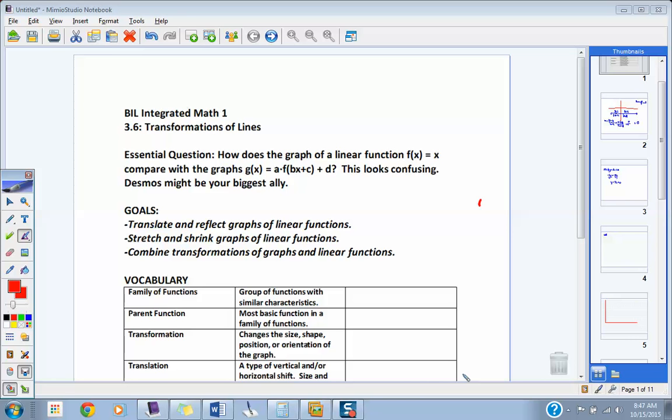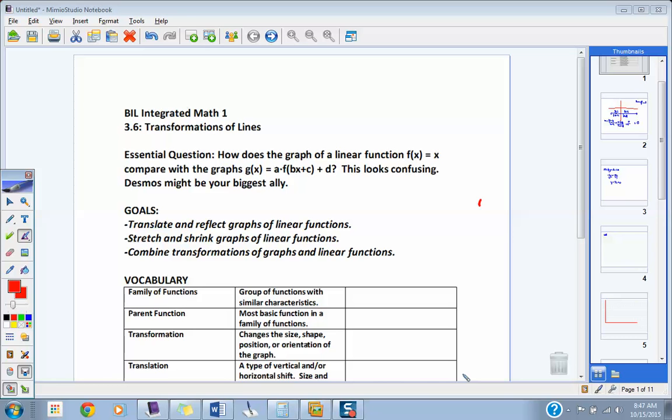But our question is, how does the graph of a linear function f of x equal to x compare with the graphs of, watch this, g of x equal a times f of bx plus c, plus d? This looks difficult right here, right? What's the next statement right here, guys?